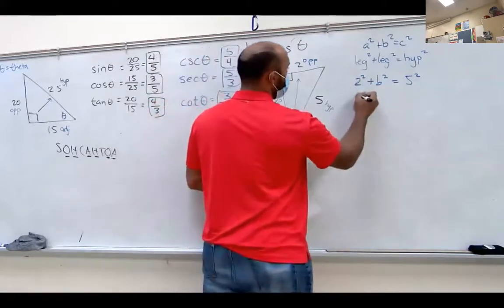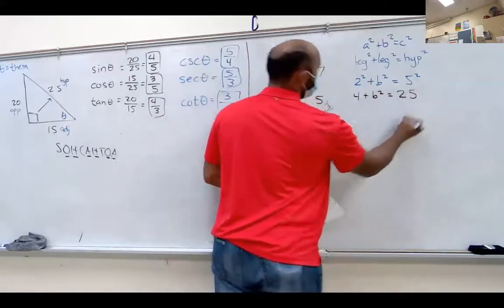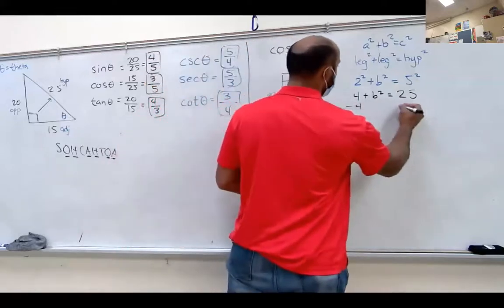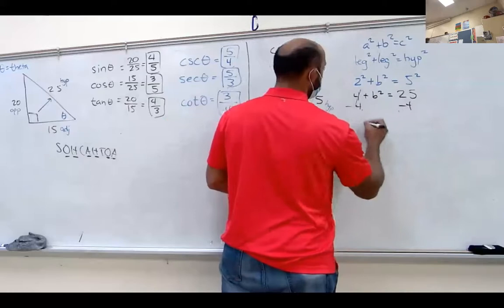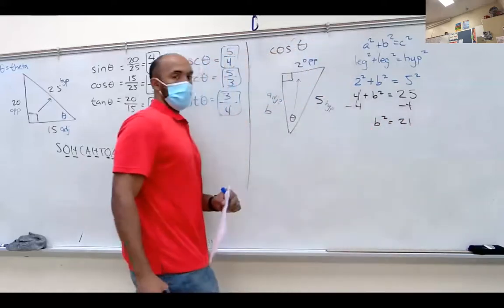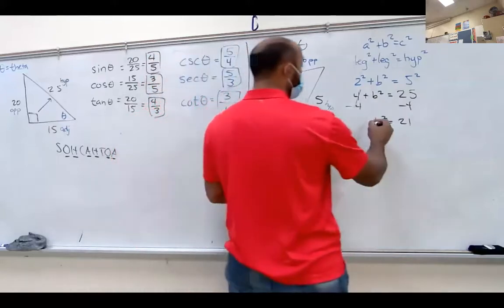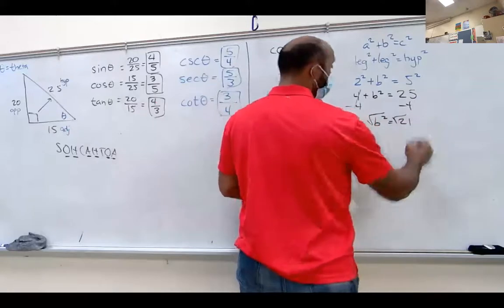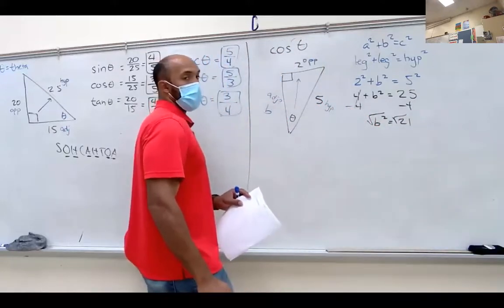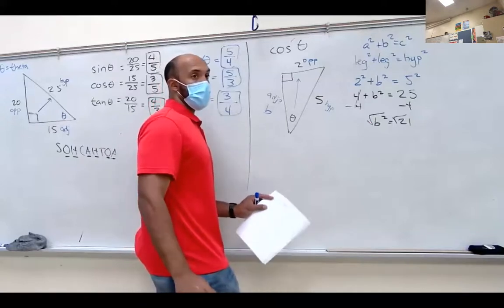Okay, so let's square that. So 4 plus b squared is 25. We got to get b by itself, so subtract. B squared equals 21. Last step, what do we do next? Square root. Can we square root 21 and get a whole number? No. Yep. So you just leave it like that.